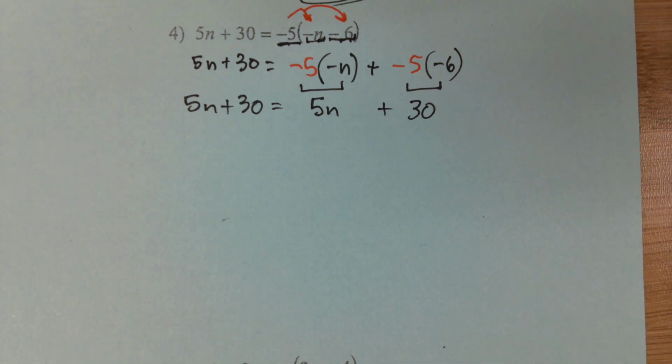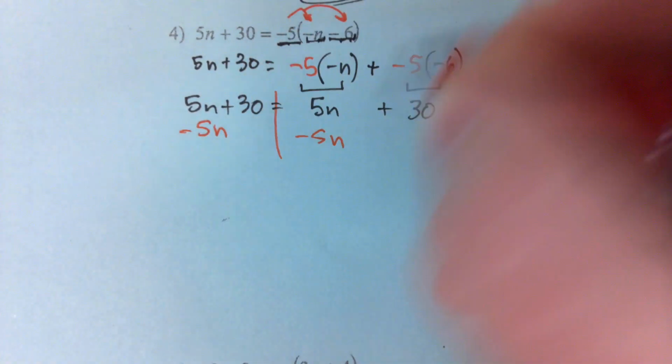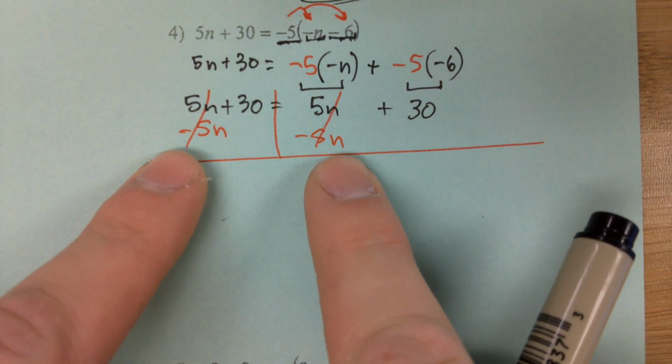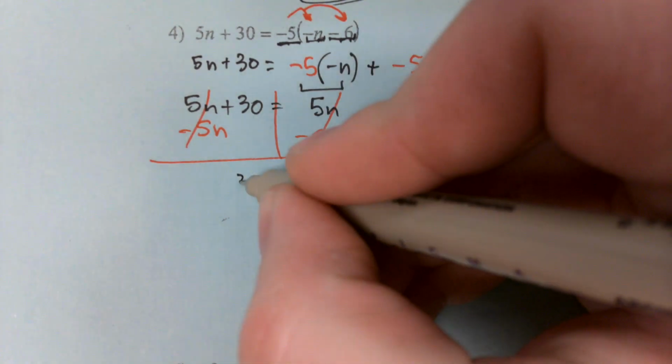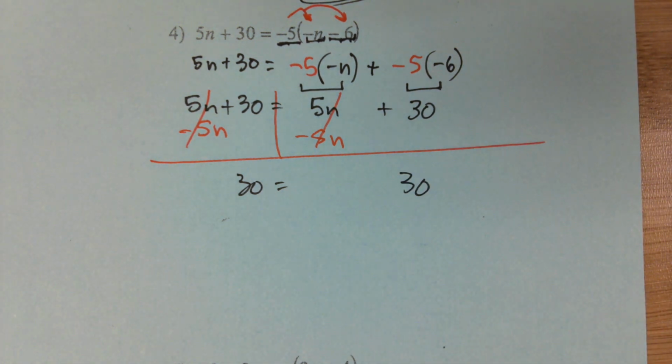All right? Now we're going to subtract 5n from both sides, and what happens? They all cancel out, right? All 4 5n's cancel out, leaving us with 30 equals 30. So what do we do with that? What's our answer? X equals 30? No, what's our answer? 30 equals 30, right? That's our answer.